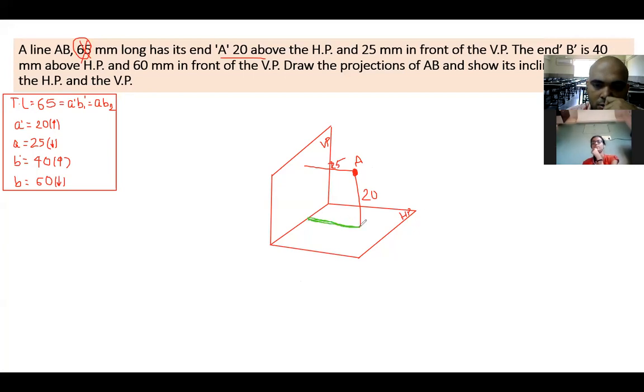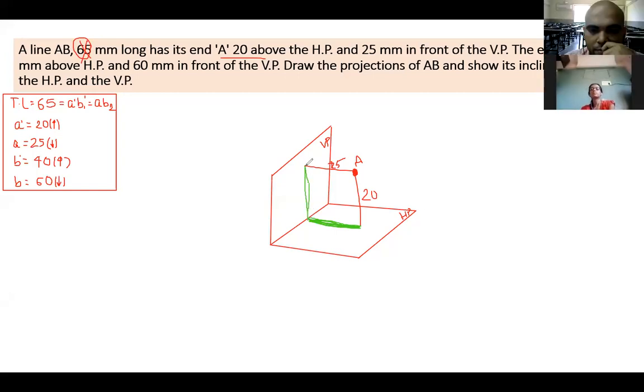Reply quickly, yes or no. I'll unmute everyone for a time being. So this distance is basically what, 25 mm, yes or no? Yes, sir. And this will be your 20 mm.